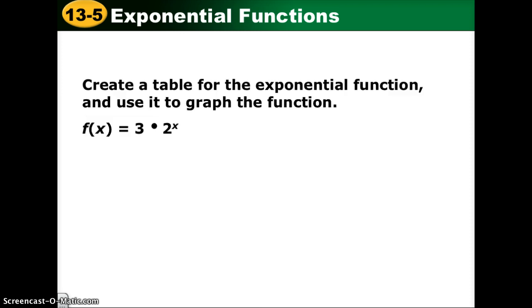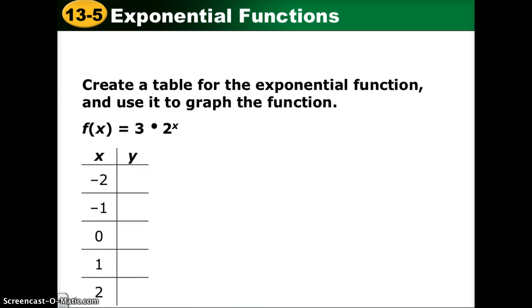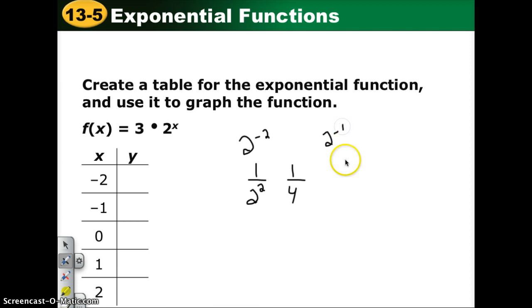Let's create a table for the exponential function and use it to graph the function. So we'll use the values -2 through 2 for x. And remember, order of operations means we're always going to do the exponent first. So we would start by taking 2 to the -2nd power. And just a quick refresher, when you have something to a negative power, that means it becomes a fraction. So it becomes 1 over 2 to the 2nd power, which is 1/4. 2 to the -1st would be like 1 over 2 to the 1st, or 1/2.